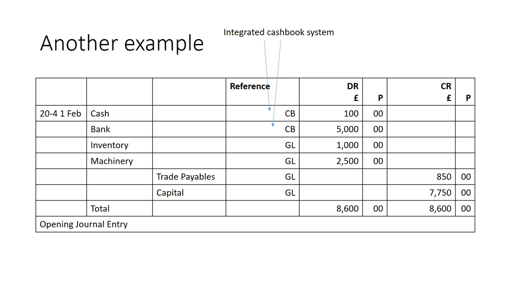Now I'm going to use another example, which is at the bottom of page 81. We start a business with £100 cash. Is it an asset? Yes. Is it increasing? Yes. So it's a debit. Put it there. £100 goes in there. The next thing is bank.